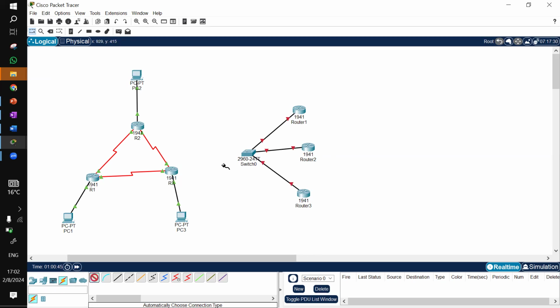Do we have another giga? I hope so. Yes, we have one. All right. Let's just put a PC here, the PC here, and the PC here. Make the necessary connections. Voilà.